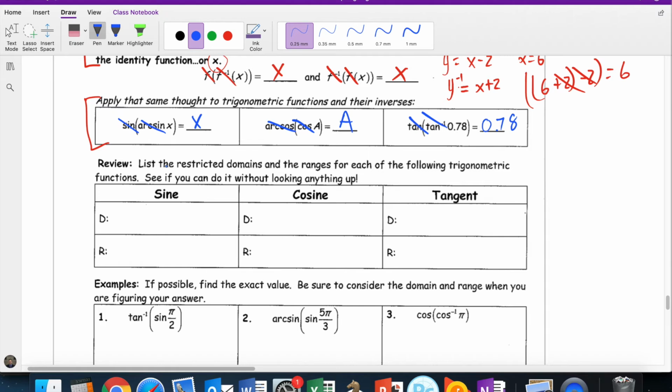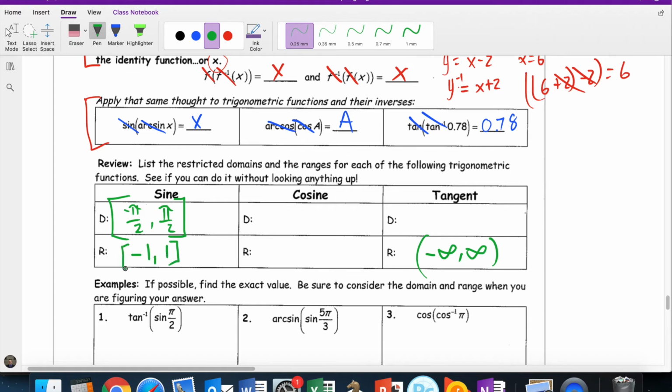So does anybody remember what we restricted the domain of sine to? So we have negative pi over 2 to positive pi over 2. Did this come with parentheses or brackets? Brackets. What about its range? Close. The range of tangent was negative infinity to infinity. Negative 1 to positive 1.